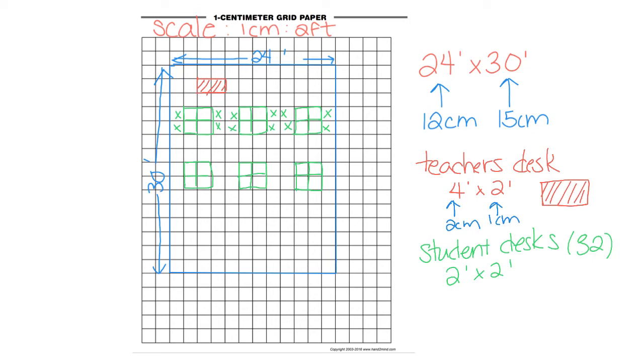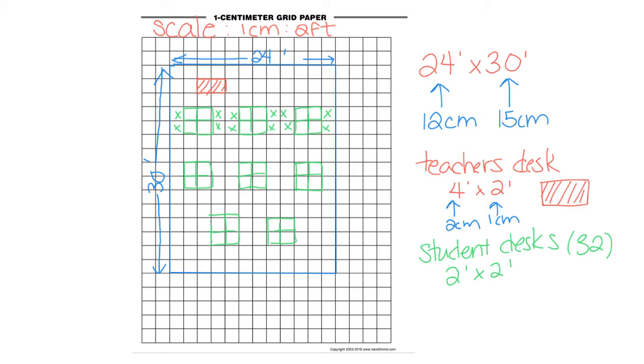Okay, and so what am I up to? So 4 times 6, so that's 24. And then I need 2 more groups of 4. So I'm going to do 4 here and 4 here, and that'll give me 32 desks in total. Okay, so those are my student desks.